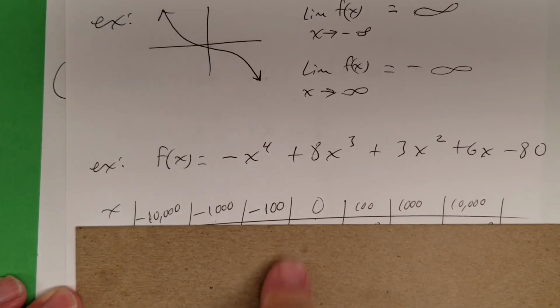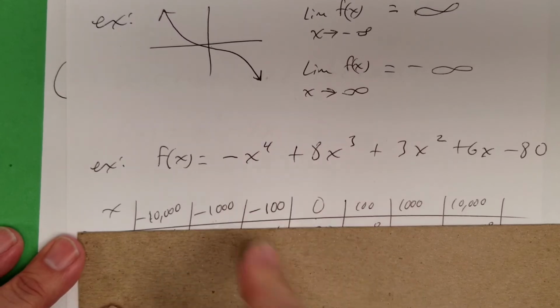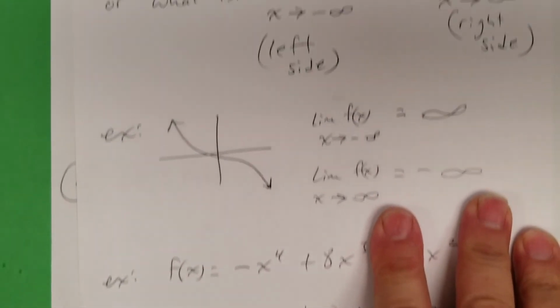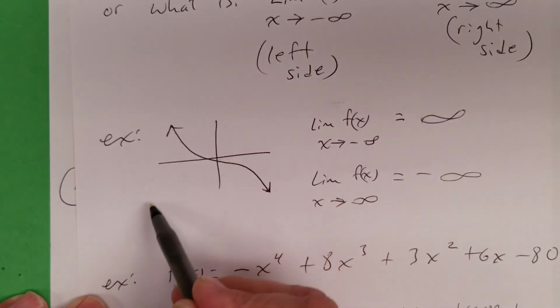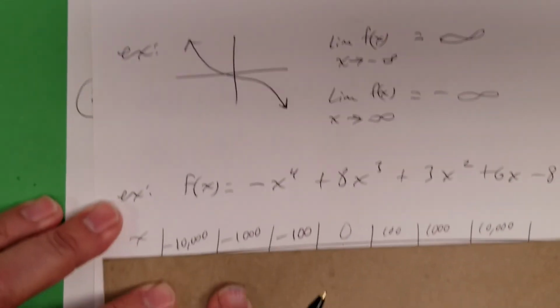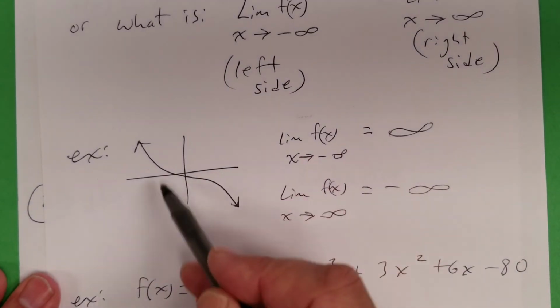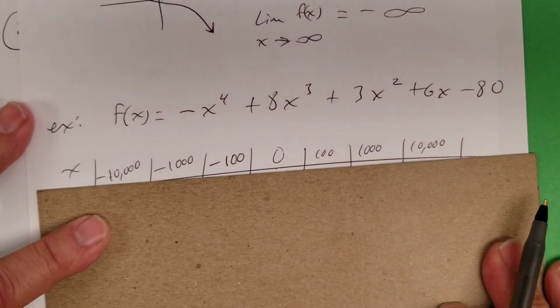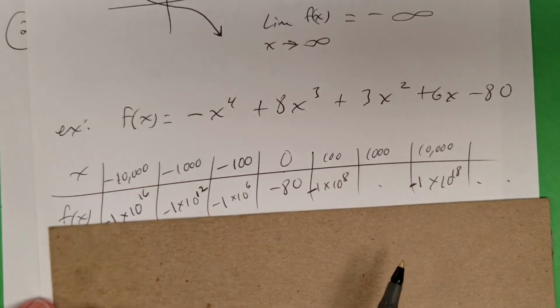Now, before I reveal what's going on, most likely, as we go to the left, what's the possibility? The function can go up forever or it can go down forever. So we'll see what happens down here. How about as you go to the right? It can go up forever or down forever. We'll see what happens. So you plug these numbers in here and you get these values.